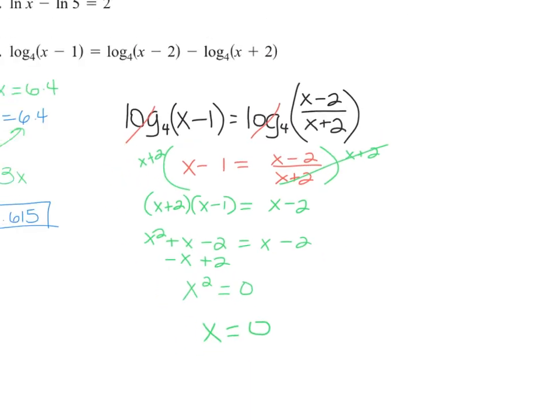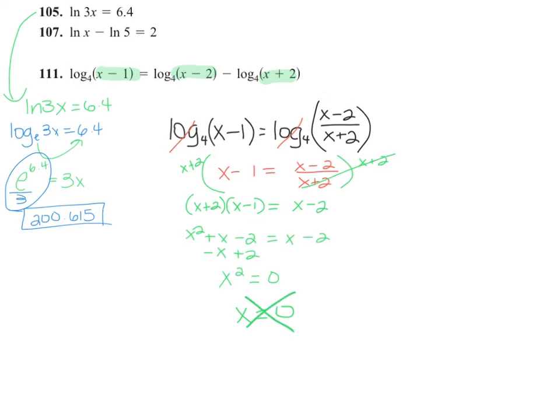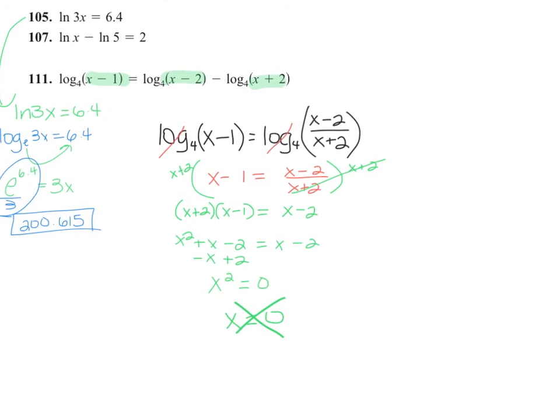And then these are the ones that, if there's a log, you have to check. So if I plug 0 back into the very first one, I get 0 minus 1, and I can't find the log of a negative number, which is why this gets ruled out. If it doesn't work when plugged back into any of the individual logs, you cancel it out.